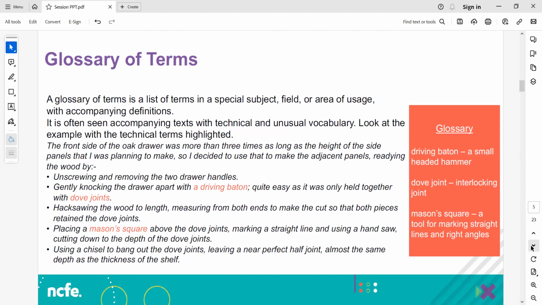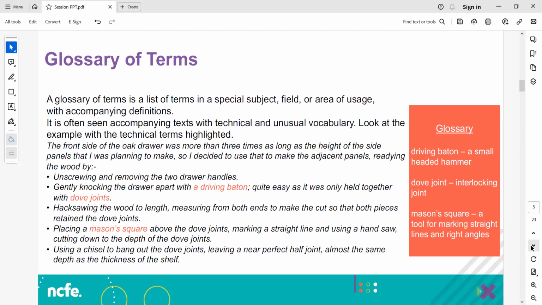So I'm going to read it out. You can follow on your own screen. The front side of the oak drawer was more than three times as long as the height of the side panels that I was planning to make. So I decided to use that to make the adjacent panels, readying the wood by unscrewing and removing the two drawer handles, gently knocking the drawer apart with a driving baton, quite easy as it was only held together with dove joints, hacksawing the wood to length, measuring from both ends to make the cut so that both pieces retained the dove joints, placing a mason square above the dove joints, marking a straight line and using a handsaw, cutting down to the depth of the dove joints, using a chisel to bang out the dove joints, leaving a near perfect half joint almost the same depth as the thickness of the shelf.